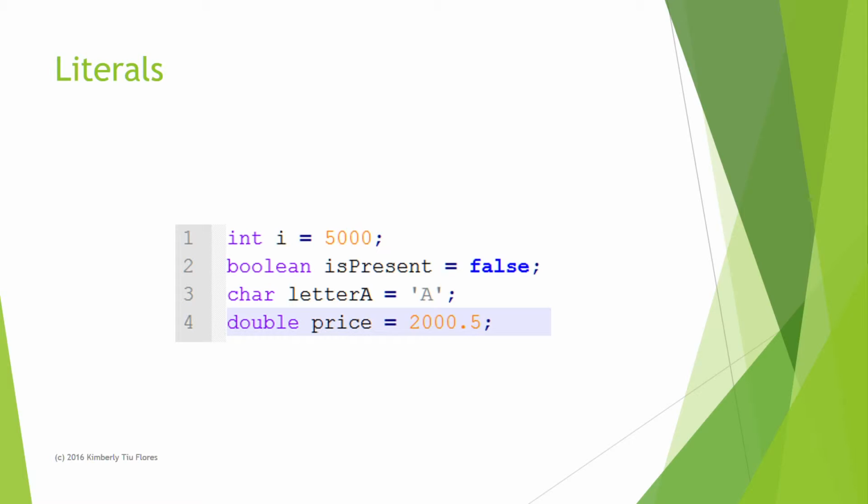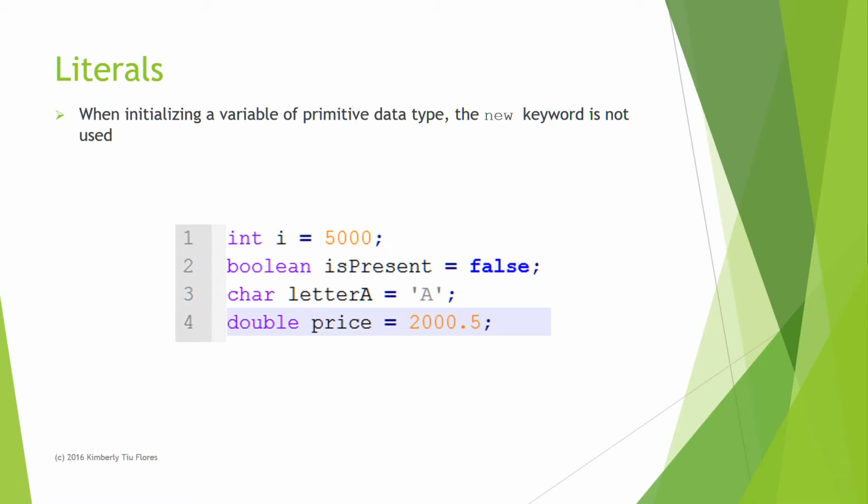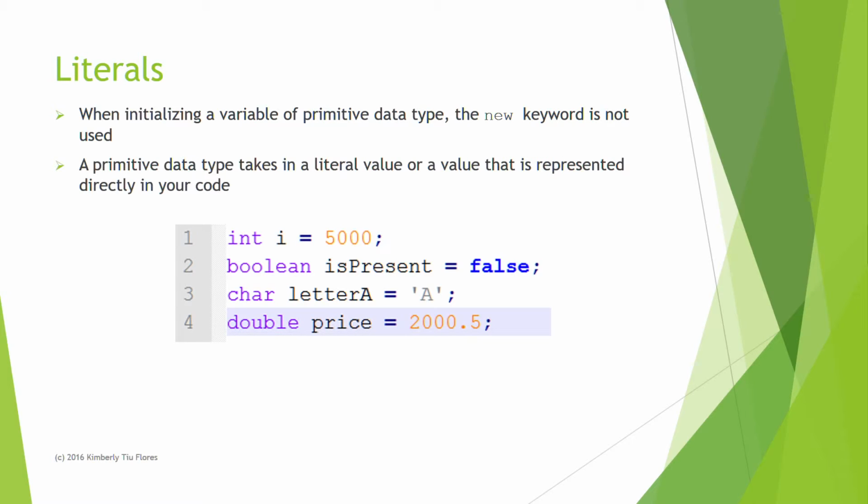Literals. When initializing a variable of primitive data type, the new keyword is not used. That is because they are not objects to begin with that need a new keyword. A primitive data type takes in a literal value, or a value that is represented directly in your code, such as the example below.